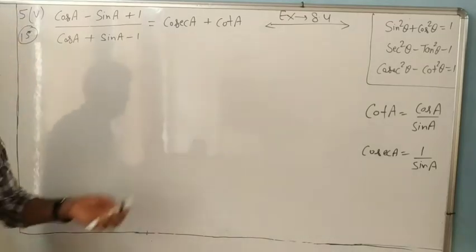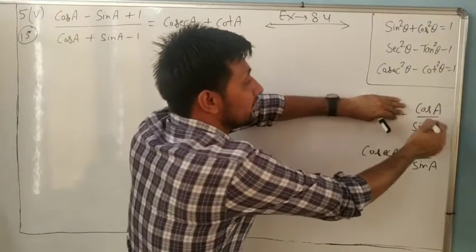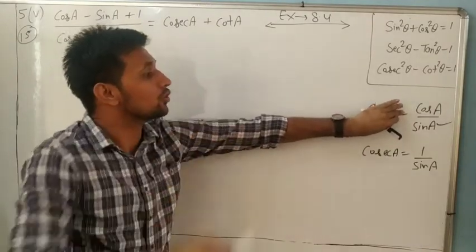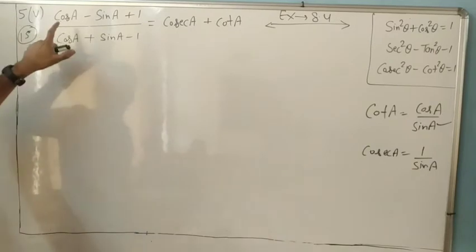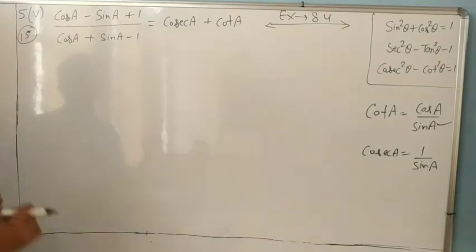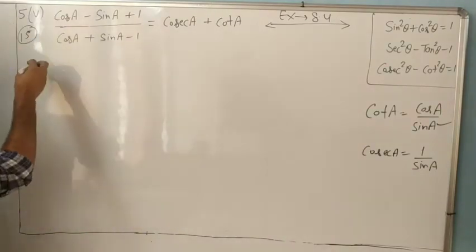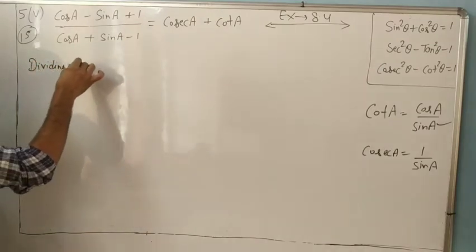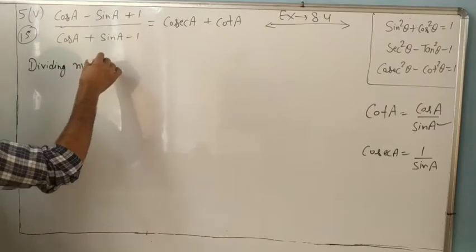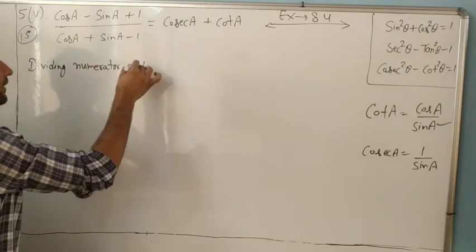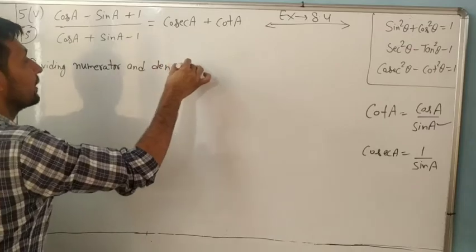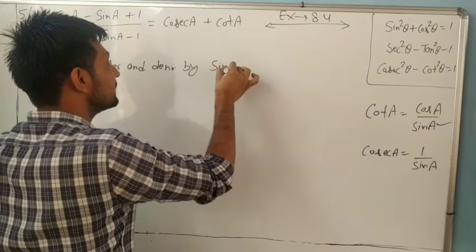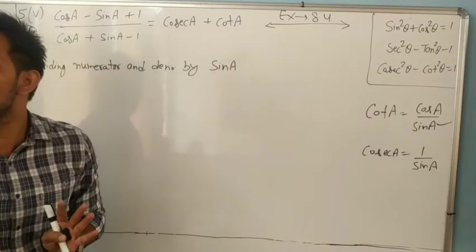Okay. So look at cot a. How can you write it? It is cos divided by sine. If you want to convert to cot, we need cos by sine, but here there is only cos. So you will write dividing numerator and denominator by what? Sine a. We can divide or not? Yes, of course.